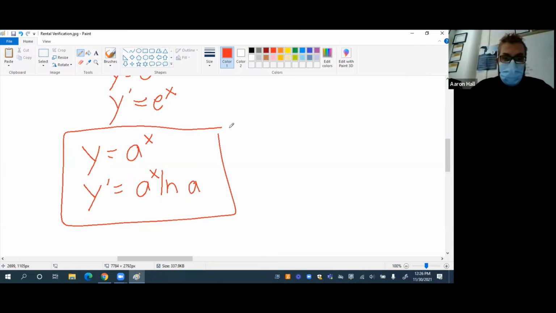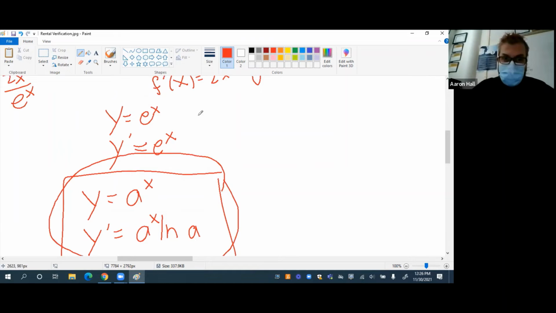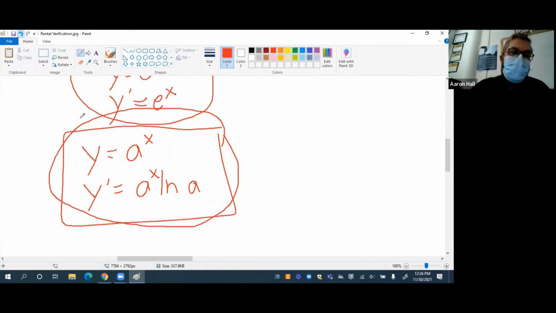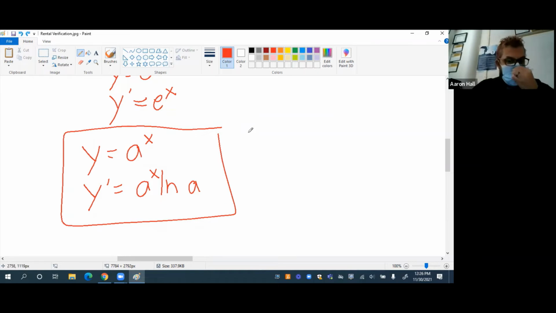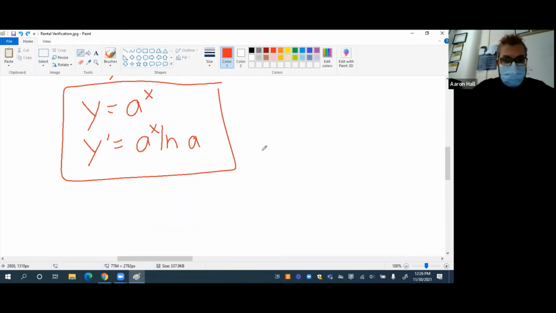All right, so we're going to do some problems using this. So we have two flashcards now. We have e to the x, the derivative is e to the x. We also have, if we have some base here, a to the power of x, the derivative of a to the power of x is a to the power of x times natural log of a.